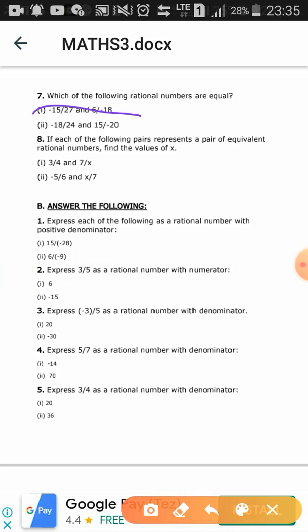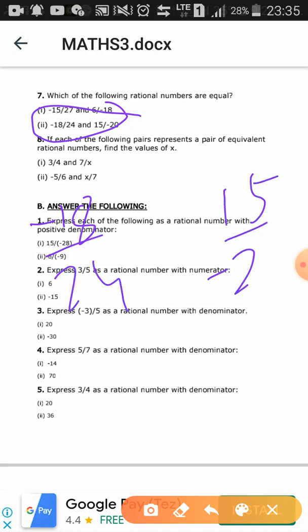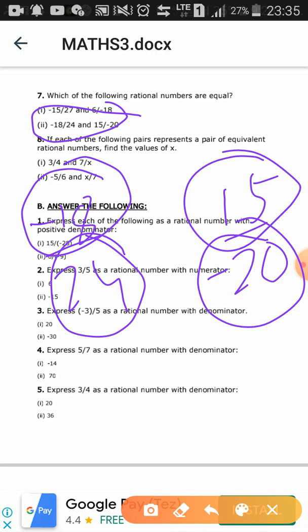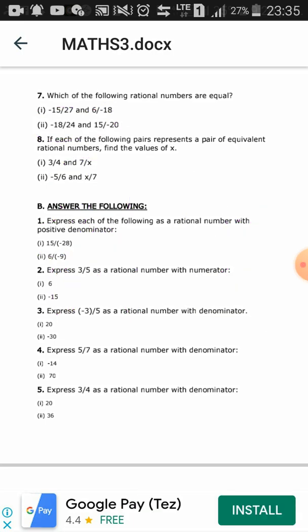The second one is also like that only. It is minus 18 by 24 and 15 by minus 20. So you're cross multiplying: you're multiplying minus 18 and minus 20, and you're multiplying 24 and 15. If both the answers are same, then yes, these rational numbers are equal. If both the answers are different, then these rational numbers are not equal.